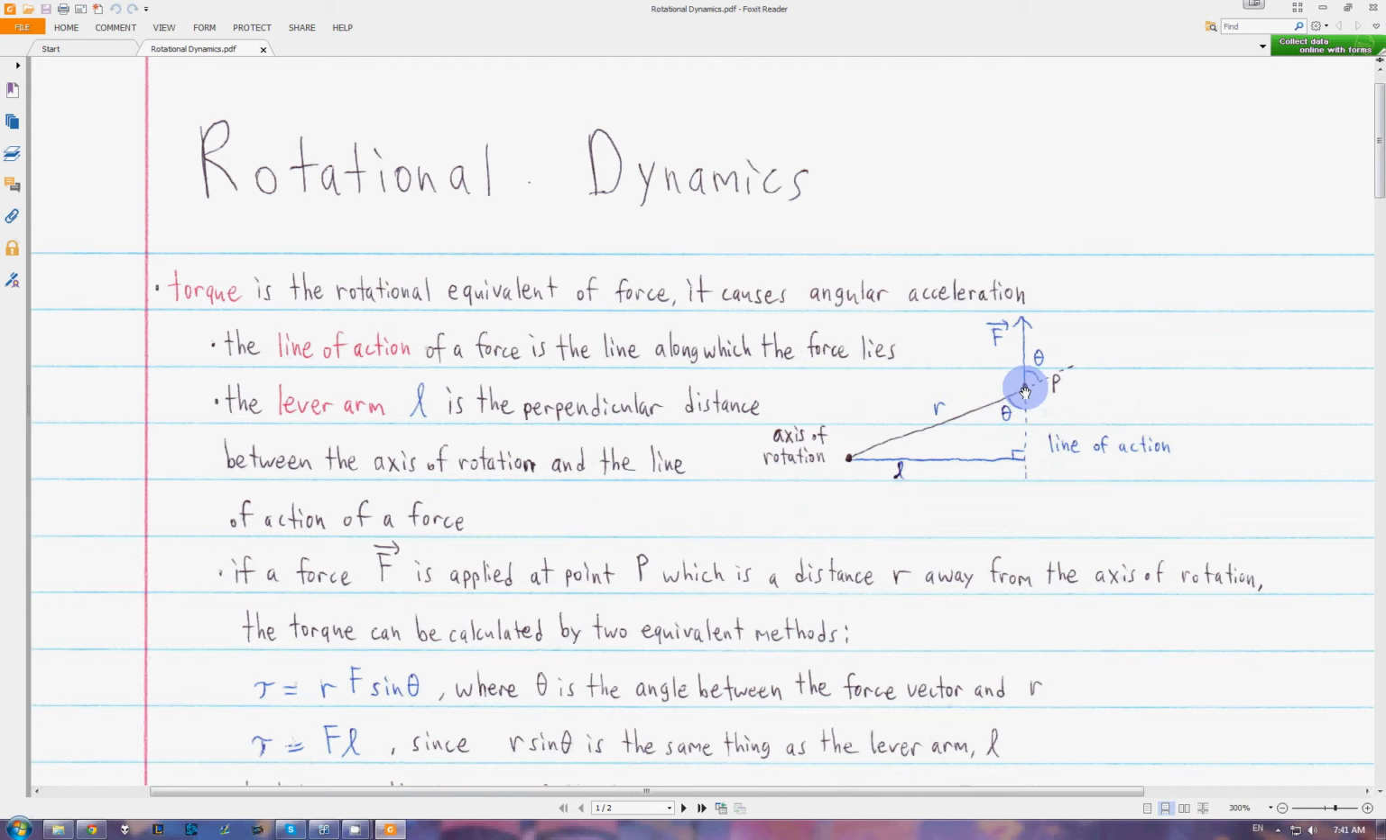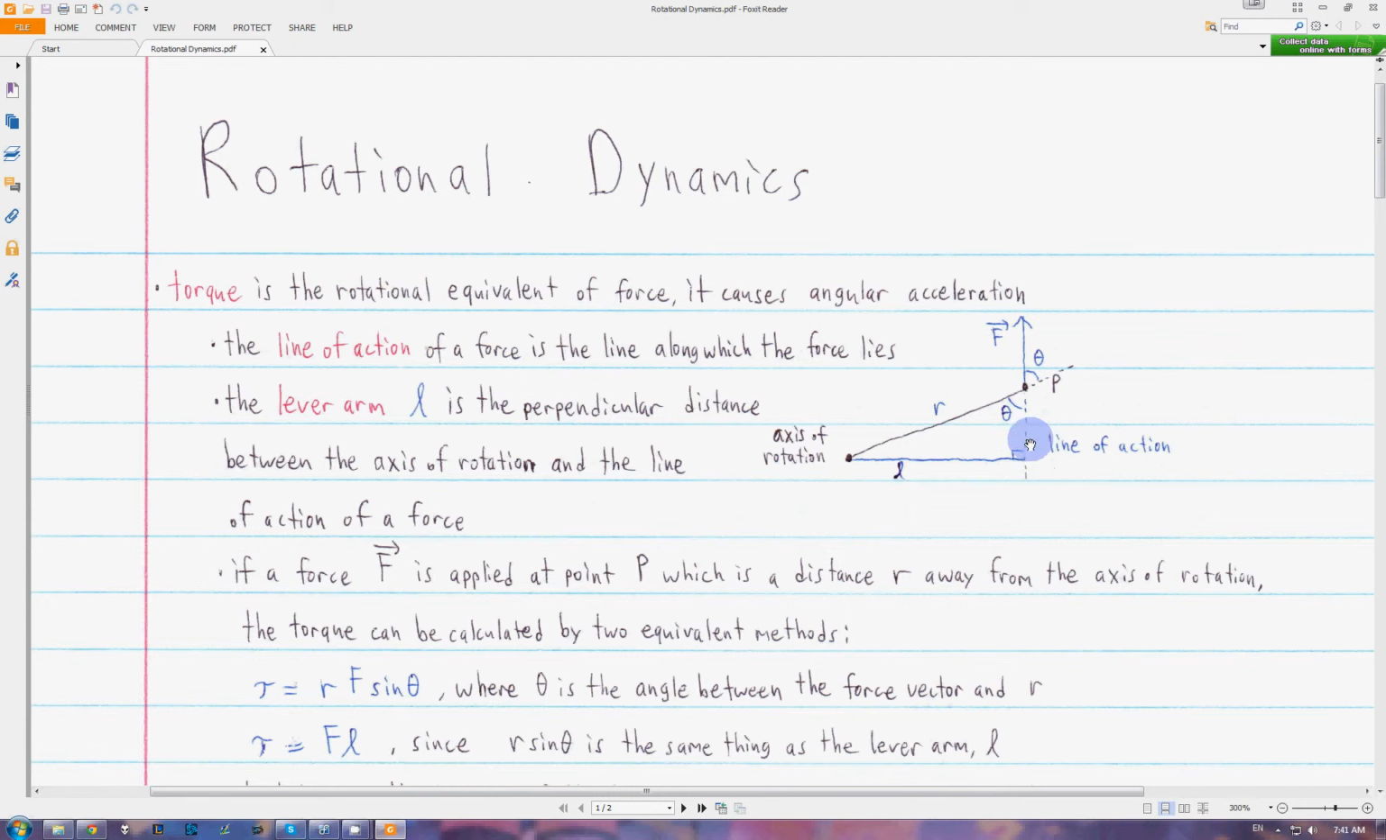The line of action of any force is the line along which this force lies. And then the lever arm, which is represented by this L, is the perpendicular distance from the axis of rotation to the line of action of this applied force. So it's always perpendicular to the line of action of the force.